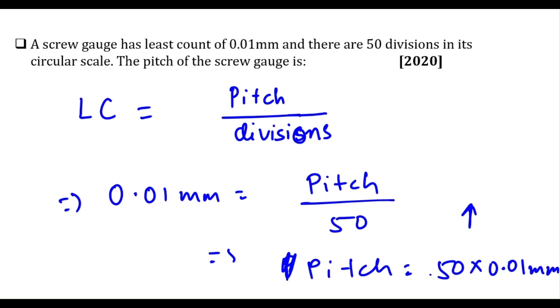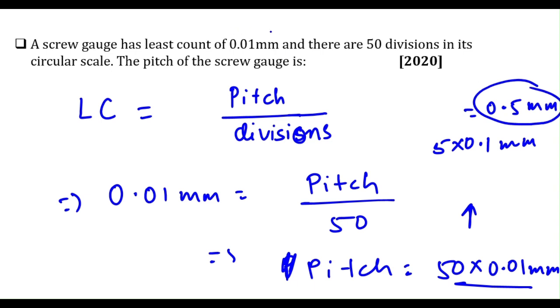We can multiply with this 50. This will be 5 into 0.1 millimeter, and then ultimately it will be 0.5 millimeter. You can do it in your own way, whatever you feel comfortable. So this is the least count, sorry, this is the least count, and this is the pitch length. Okay, so how does it come?